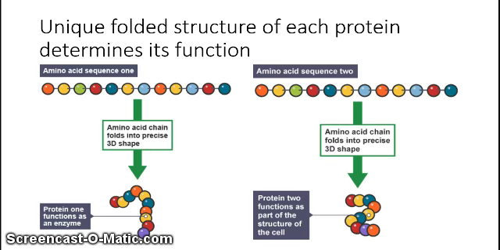When a protein is made, it's put together in a certain sequence. The amino acid sequence determines its function as well. The folded structure is different from one protein to another. So the different folded structure of each protein determines its function in the body. Every protein has a different amino acid sequence and different folded structure, and therefore a different function as well.